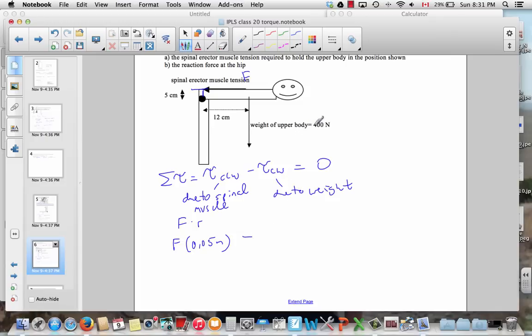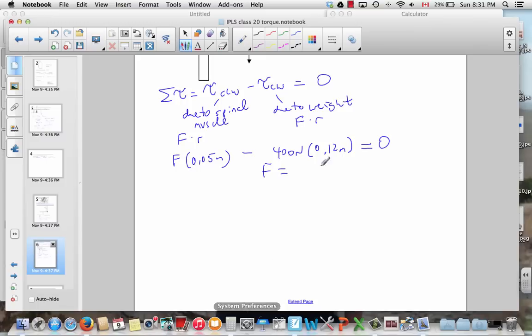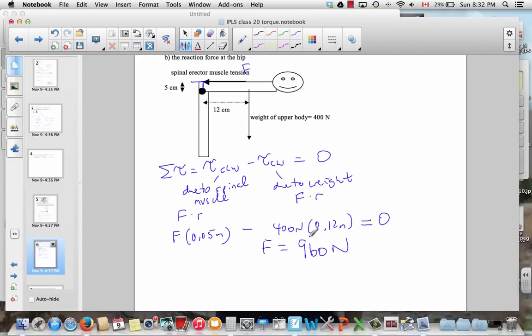Now, the torque due to the weight will again be a force times the distance. They have to be perpendicular to each other. The 400 newtons is perpendicular to the 12 centimeter distance. And therefore, that's an expression for the clockwise torque. They have to be balanced, and we see that we can solve that equation for the tension in the spinal muscles. Let's work that out. Now, solving gives us a muscle force of 960 newtons.